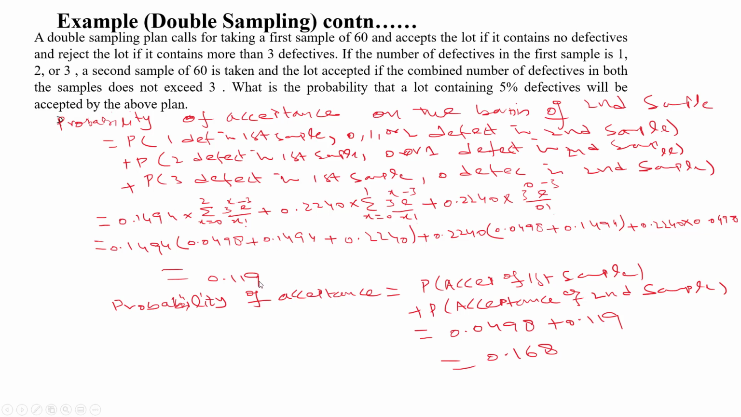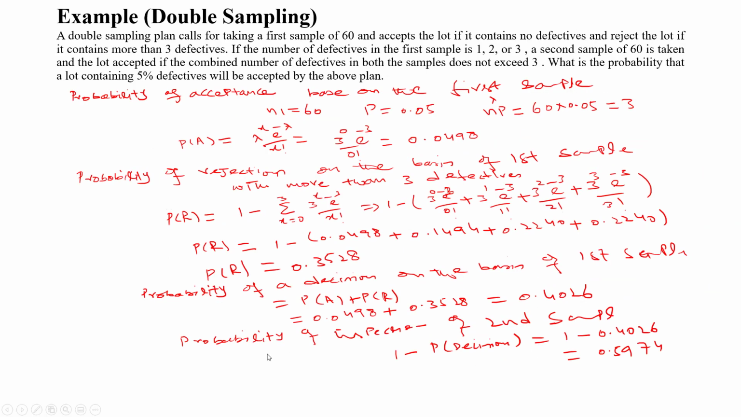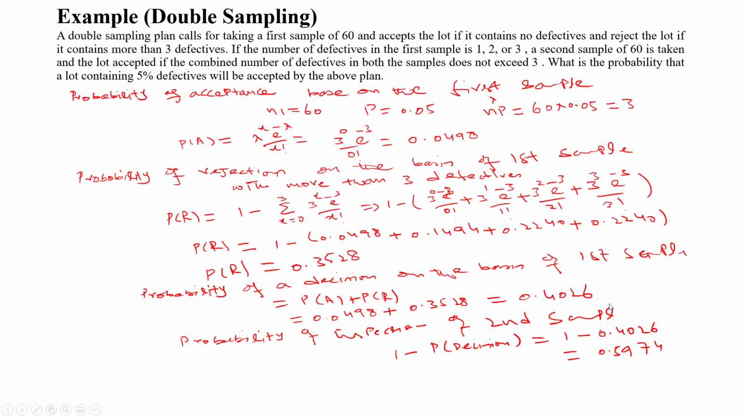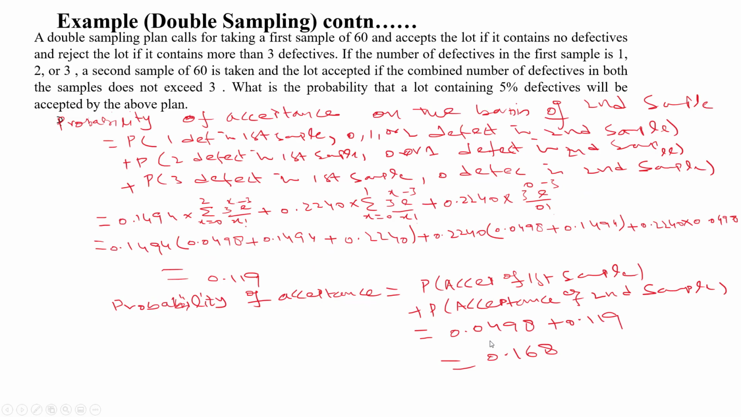We have already calculated the probability of acceptance on the first sample. Now the overall probability of acceptance is equal to the probability of acceptance on the basis of the first sample, which is 0.4026, plus the probability of acceptance on the second sample. Acceptance means there is no rejection. So this is acceptance on the first sample, 0.0498, then the acceptance on the second, which is 0.119. So this is the probability of acceptance, basically the LPOP value, 0.167.